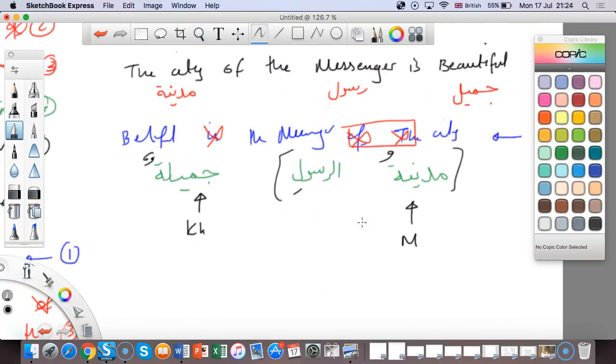Yes. You can have the first word and the second word as of rule. So yeah, this is the first word of the of rule. This is the second word of the of rule. Madinatu ar-Rasul. Shabash, very good.